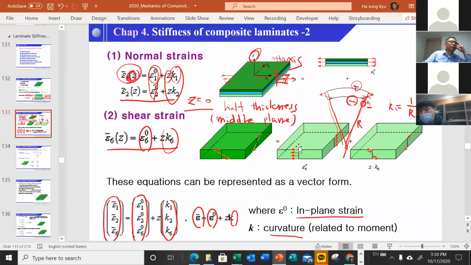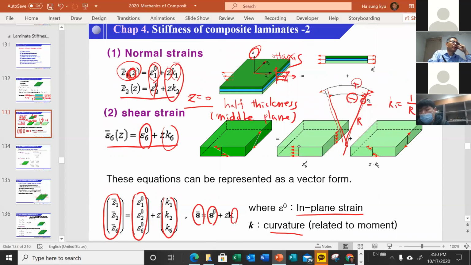Let me ask you again, why do we have this kind of strain distribution? When do we have this kind of distribution? The answer is that all plies are stacked and glued. When plies are stacked or laminated and glued, laminate means that it is always glued.